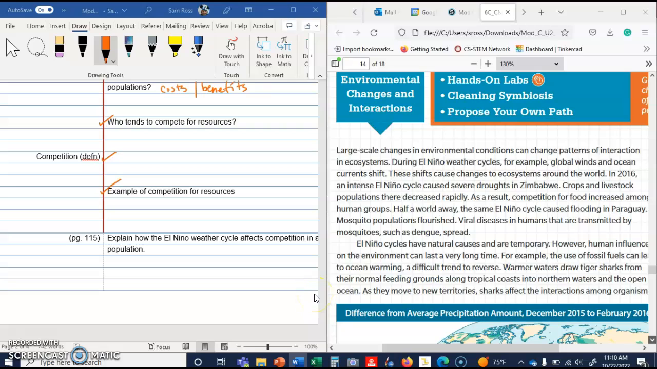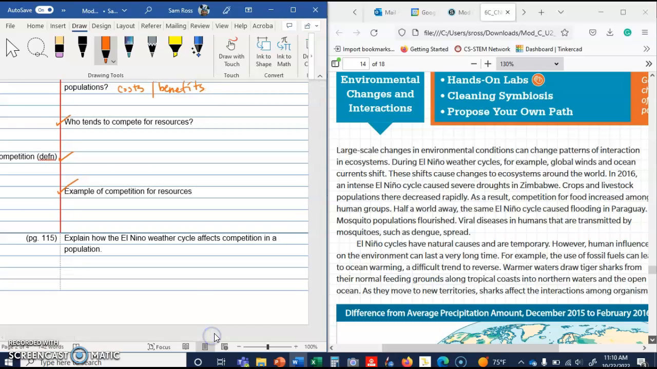Okay. So this says, our notes ask, explain how the El Nino weather cycle affects competition in a population. So let's see. Shifts, changes. So it caused severe droughts. Crops and livestock populations decreased. Competition for food increased among human groups because of the extreme droughts. On the other side of the world, it caused flooding, where mosquito populations flourish.